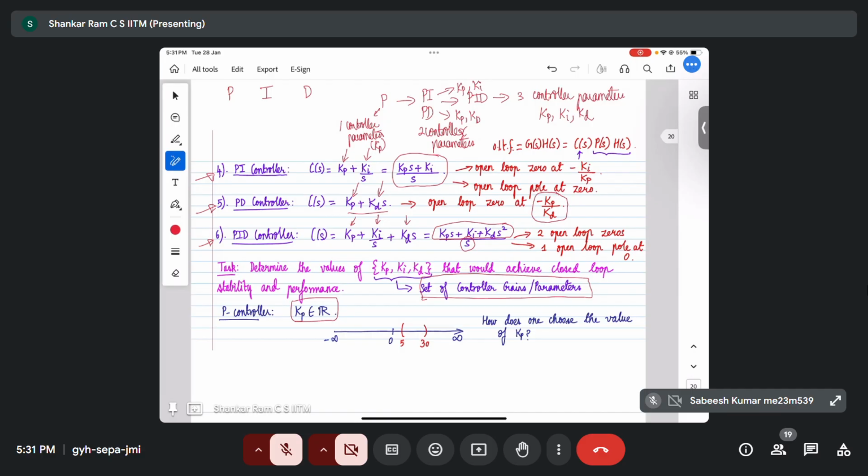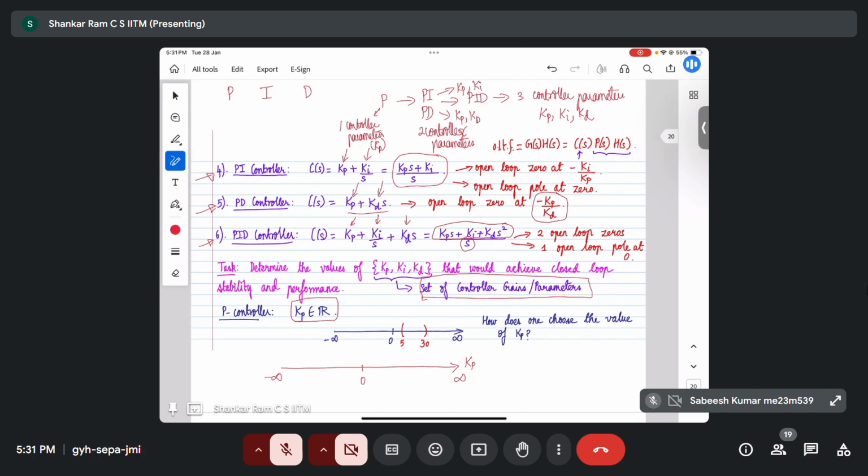One controller parameter or controller gain. Now, that is a real number. So if we have KP, it can vary from minus infinity to plus infinity. The question is, what value do we choose?